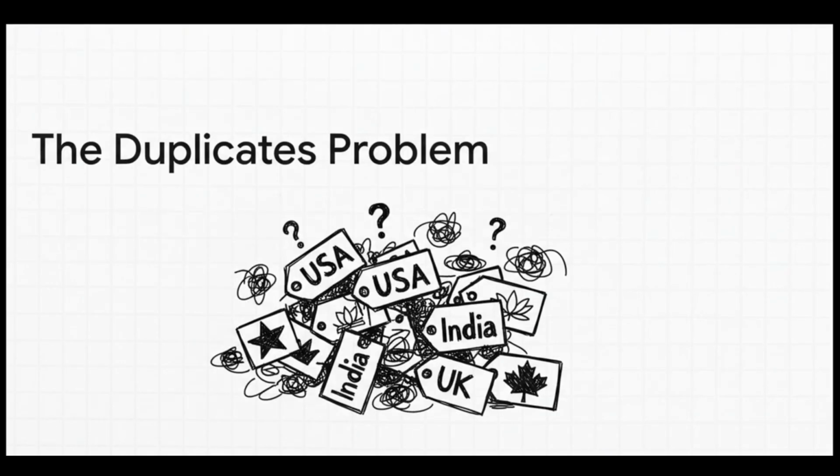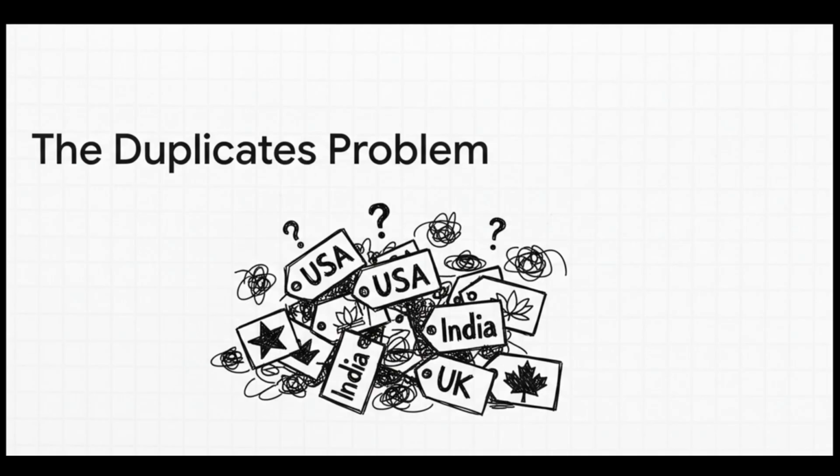Okay, let's talk about a different problem. Let's say we just want a simple list of all the countries where we have customers. If we just select that country column, we get a list that looks something like this. You see the issue? It's messy. We've got duplicates all over the place. USA is in there twice, so is India.